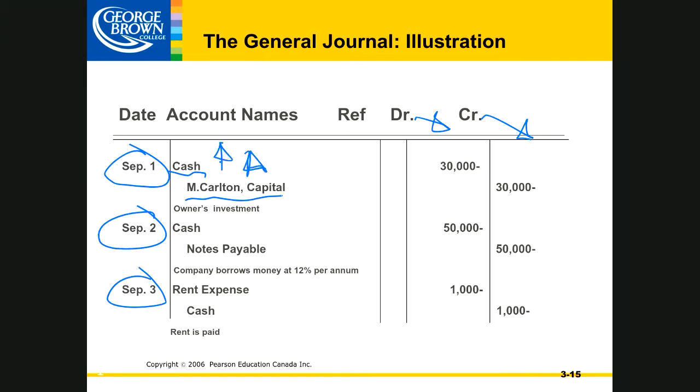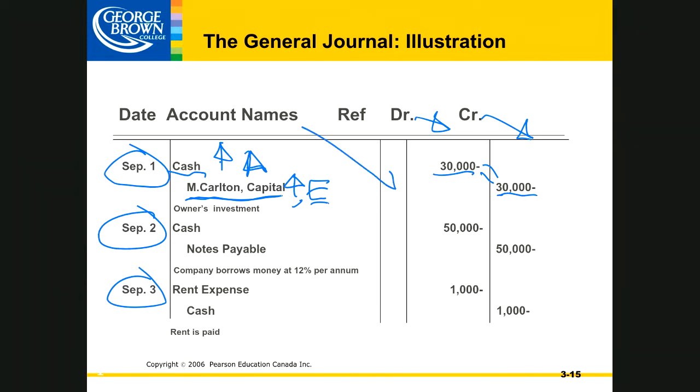we debit the $30,000. On the other hand, we also want to show that Mr. Carlton's capital is also increasing. Okay, so our capital account or owner's equity account is increasing, and it's an equity account. To show an equity account that is increasing, we post the amount on the credit side. You'll also notice that at this point, our debits equal our credits, and this is perfect.